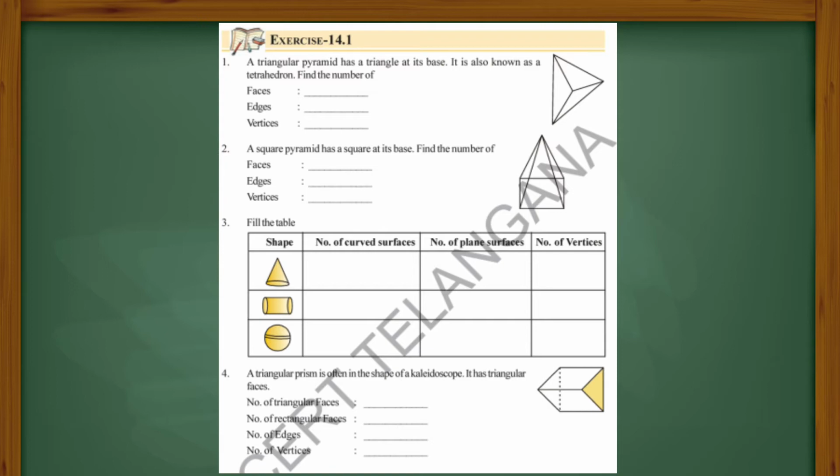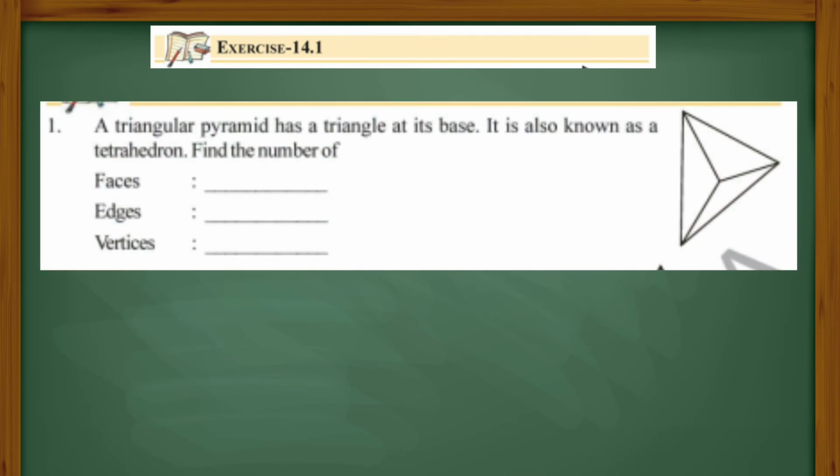Children, look at exercise 14.1 given in your textbook. Here some problems have been given. Let's see what those are. The first problem: a triangular pyramid has a triangle at its base. It is also known as a tetrahedron. Find the number of faces, edges, vertices. See children, a tetrahedron or a triangular pyramid has 4 faces because at the base one triangle is there and the remaining 3 triangles are at the sides. So total 4 faces are there.